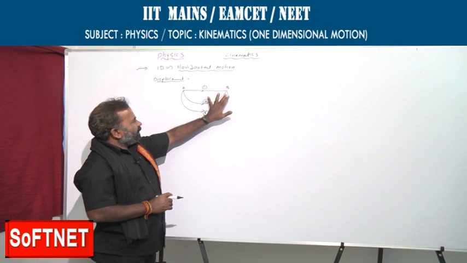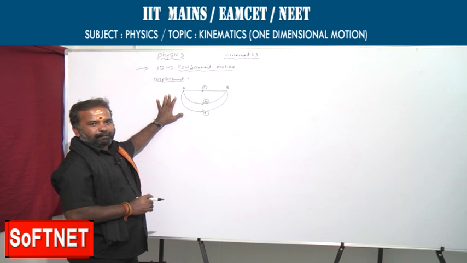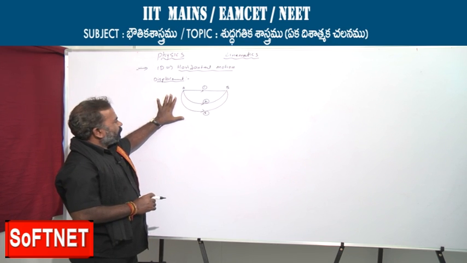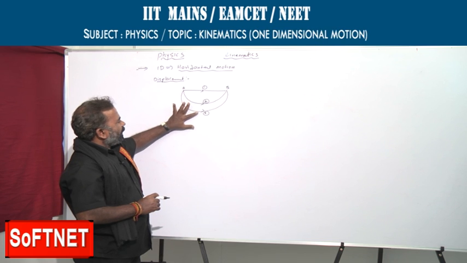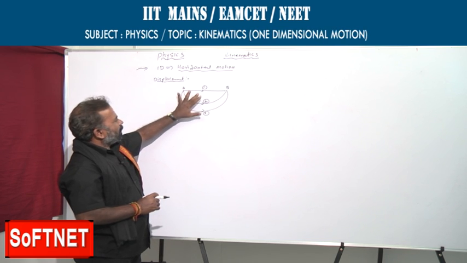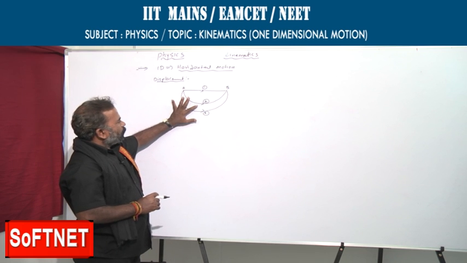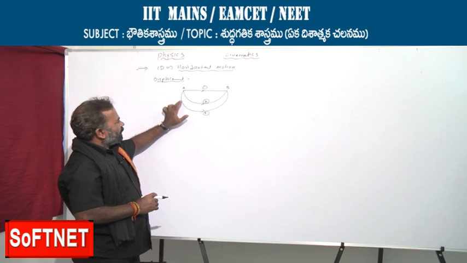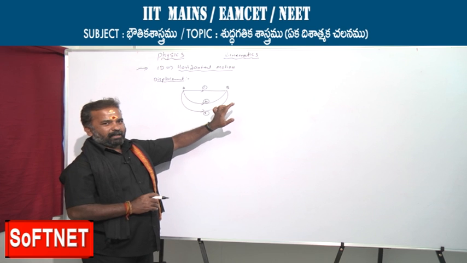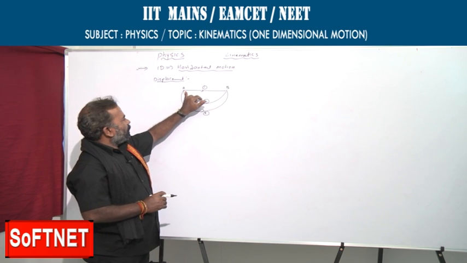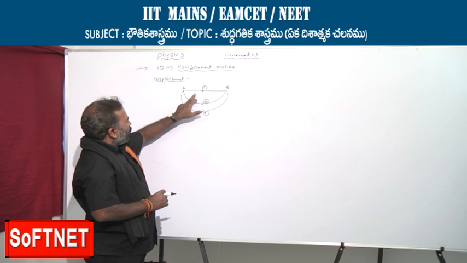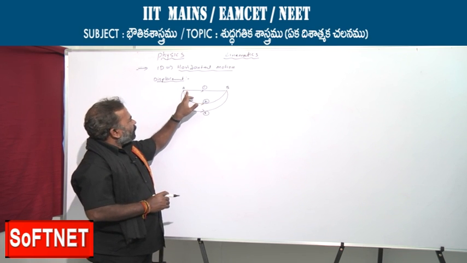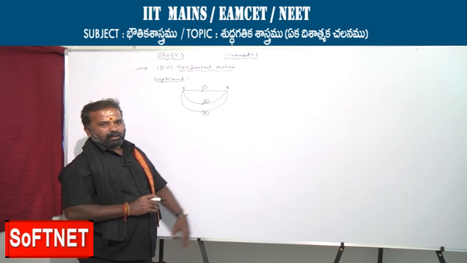Distance need not be in a straight line. So when we observe, the path covered along 2 and along 3 is more than along 1. But 2 and 3 paths are curved paths. They are not in a straight line joining the initial point to the final point. So 1, from A to B, is said to be displacement.